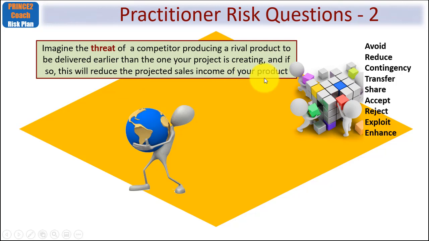So the benefits of your revenue will drop. Now be clear here. The threat is that the rival product might be delivered earlier than your project. Okay? And let me just remind you, here's the choices you've got about responses. Avoid, reduce, contingency, transfer, share, accept, reject, exploit and enhance.